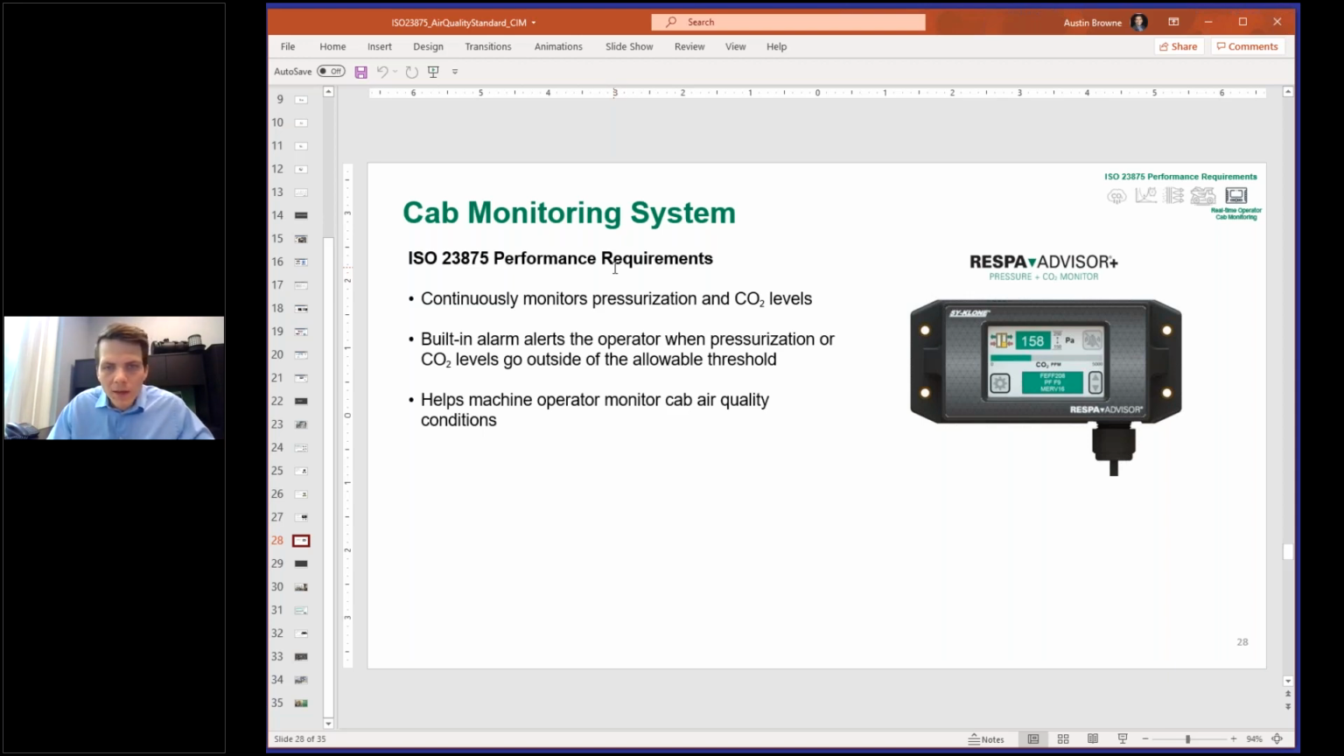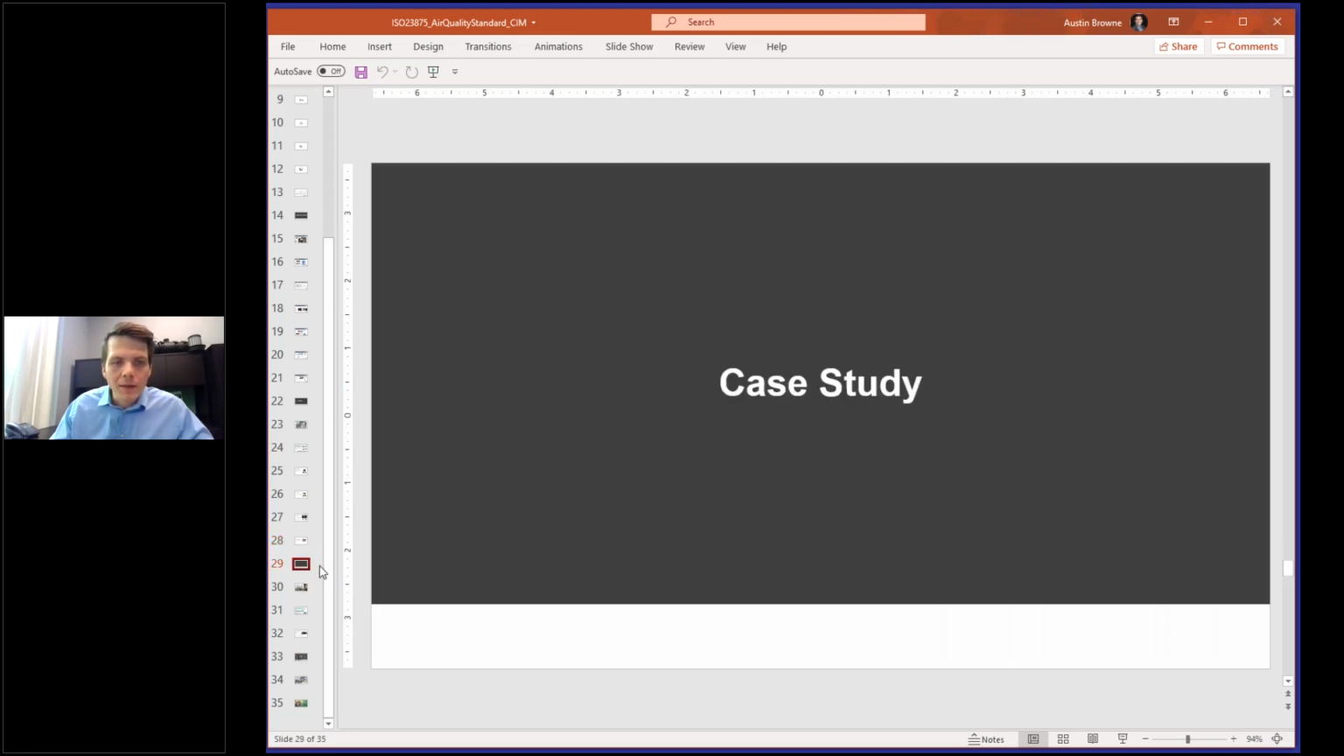And so this is a good mechanism to not only be able to alert from a visual standpoint. You'll see in the example here, the Sy-Klone Respa Advisor has green for good levels of cab pressurization as well as CO2, but it will move to yellow and then red whenever it gets outside of the permissible limits. But per the standard, there's also the requirement for an audible alarm so that you have multiple levels of communication and alertness to the operator when conditions are no longer safe or outside of the defined limits.